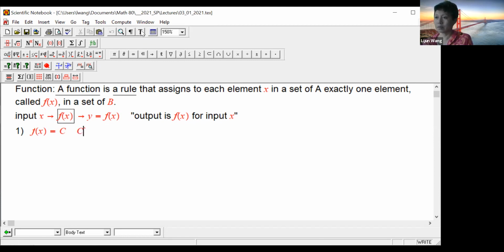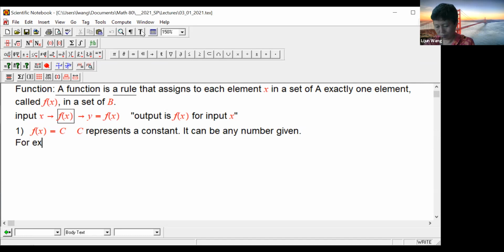C represents a constant. Okay, C is the first letter of constant. It could be any number that's given. Okay, it can be any number given.